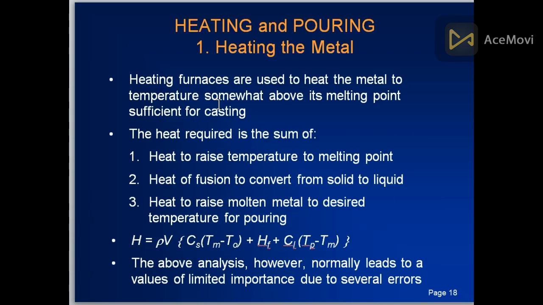Heating and pouring. First of all, heat the furnace and melt the metal. The heat is required first to raise the temperature to the melting point. When we raise the temperature to the melting point, it starts melting, but that is not enough heat. Then we add the heat of fusion to convert from solid to liquid. Enough heat is required to melt all the metal into liquid, plus heat to raise the molten metal to the desired temperature for pouring.